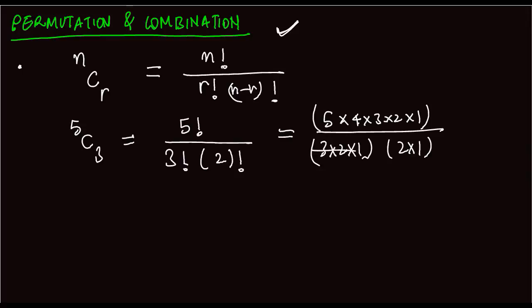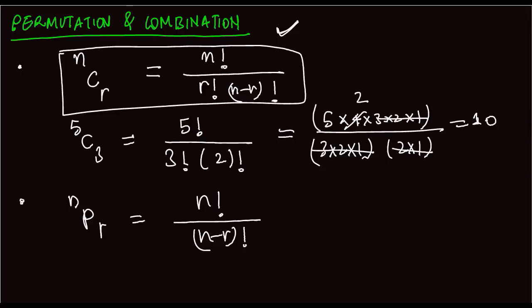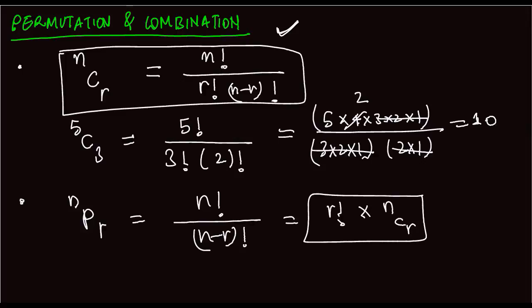Now you can see that 3 into 2 into 1 cancels this thing. 2 into 1 cancels this thing by 2 times. So you have 10 as the answer. So in this way, we solve the nCr thing. Next formula is nPr, which implies n factorial divided by n minus r factorial, or you can write r factorial into nCr.